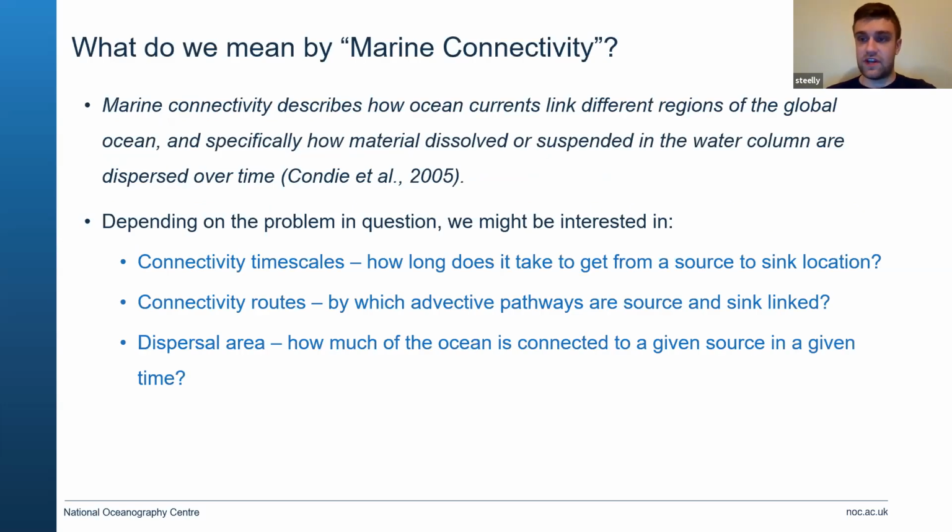So when studying marine connectivity, the first thing you have to do is define what we actually mean by marine connectivity. I've copied in a definition from Condie et al. 2005 there, but the short answer is describing how spatially separated parts of the ocean are linked to each other in space and time. So what timescales does it take for currents to connect one region to the other? What pathways do they take? And depending on what problem you're looking at, you can pull out various different metrics that can answer various different questions. And Lagrangian modeling is a powerful tool for that.